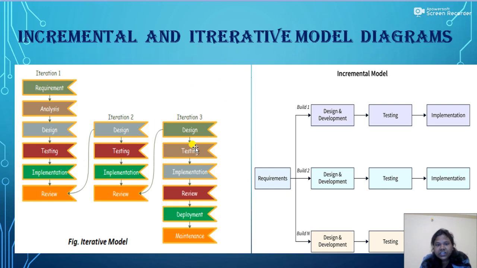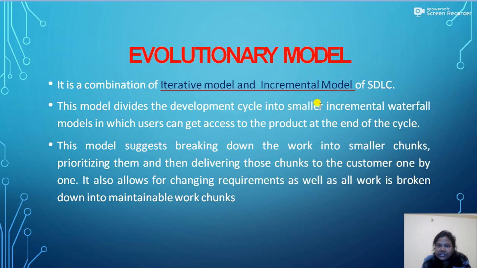In iteration 3, again by collecting the feedback from the customer, we go for the phases like designing, testing, implementation, review. And here suppose the customer is completely satisfied, then we stop here, then we go for the deployment part, then the maintenance part. This is what basically happens in the iterative model, which was the advanced version of the traditional waterfall model. But here we can see that it is not only the iterative model, it is also a combination with the incremental model.